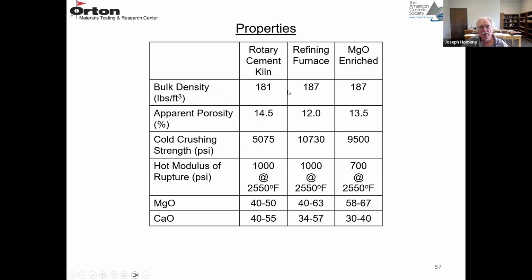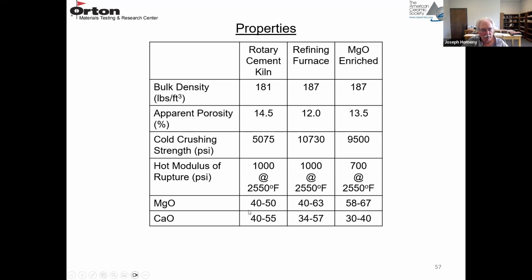So these densities are in the 180s pounds per cubic foot. These have porosities around 12 to 14%. The cold crushing strength is rather good. This is 5,000. These two are around 10,000. That's in PSI. And they have good hot strength. These are 1,000. These are 700 at 2550 degrees F.